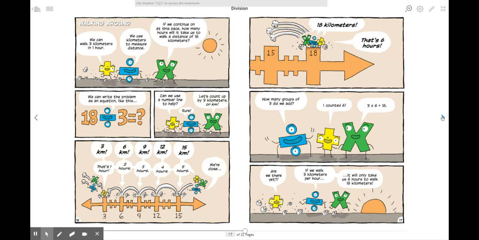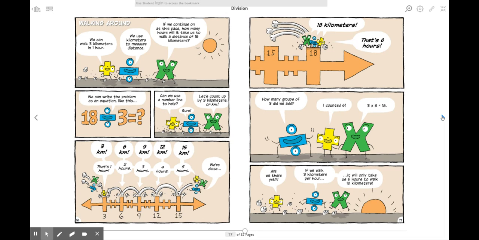Walking around. We can walk 3 kilometers in 1 hour. We use kilometers to measure distance. If we continue on at this pace, how many hours will it take us to walk a distance of 18 kilometers? We can write the problem as an equation like this. 18 divided by 3 equals.